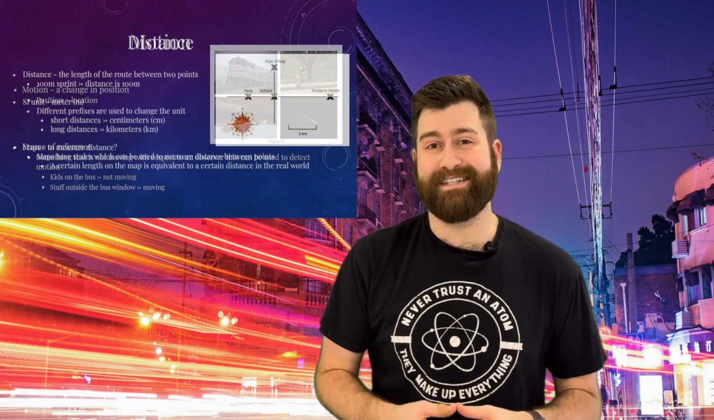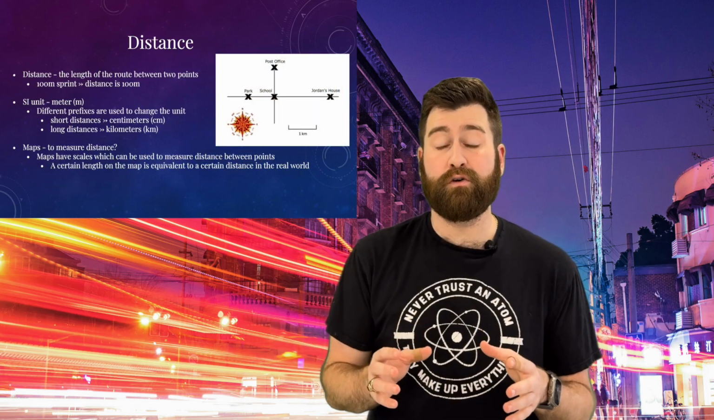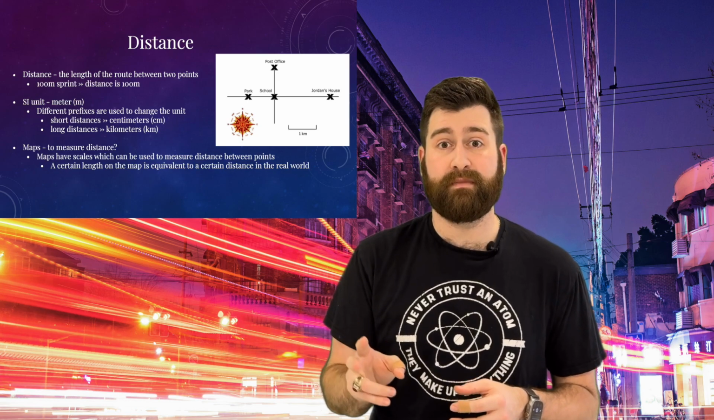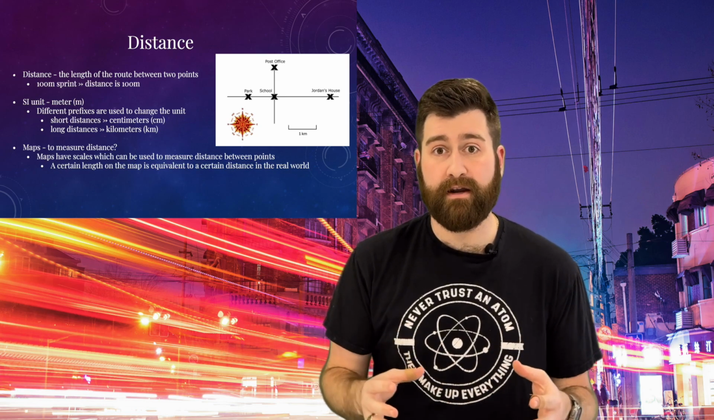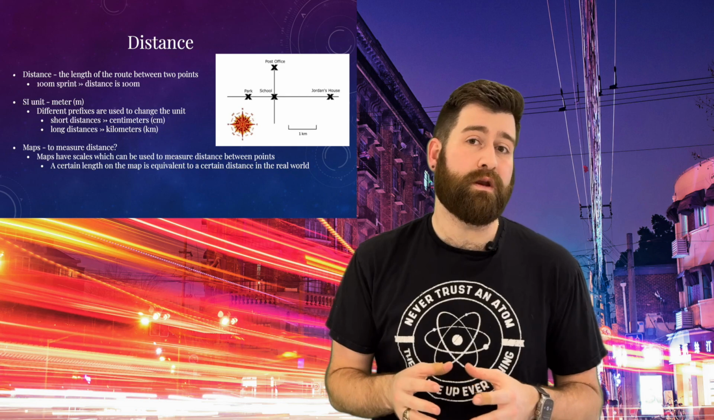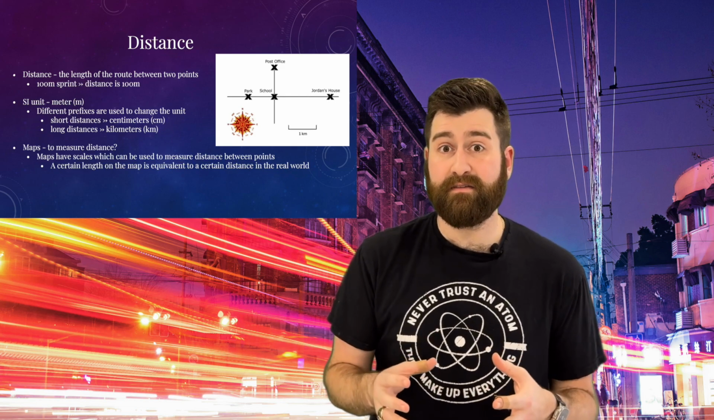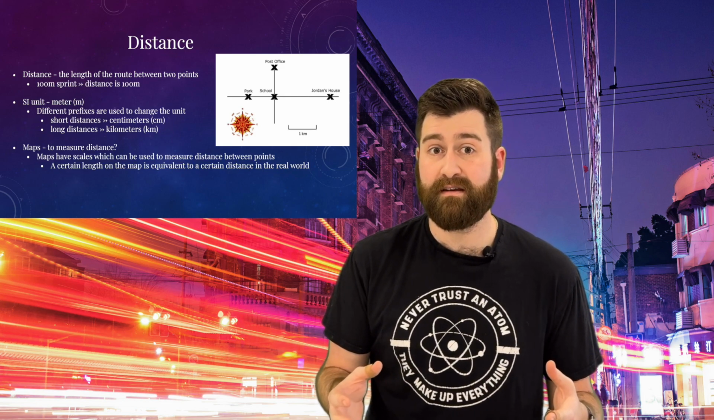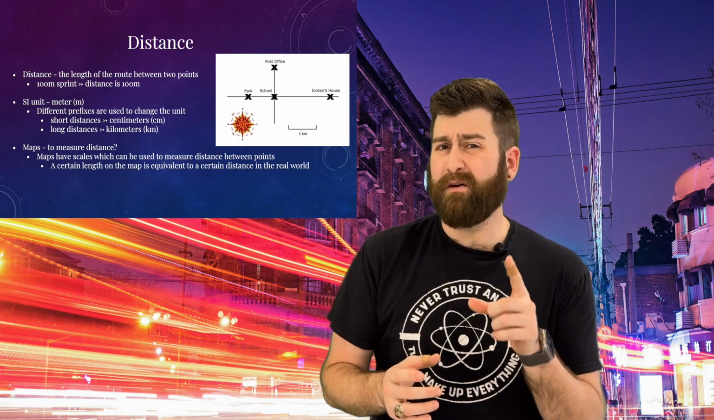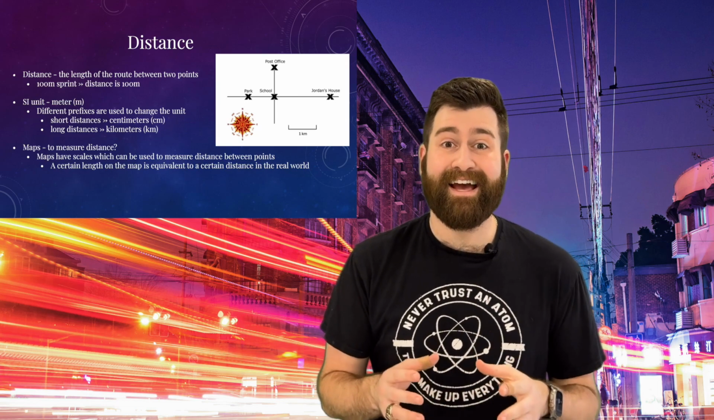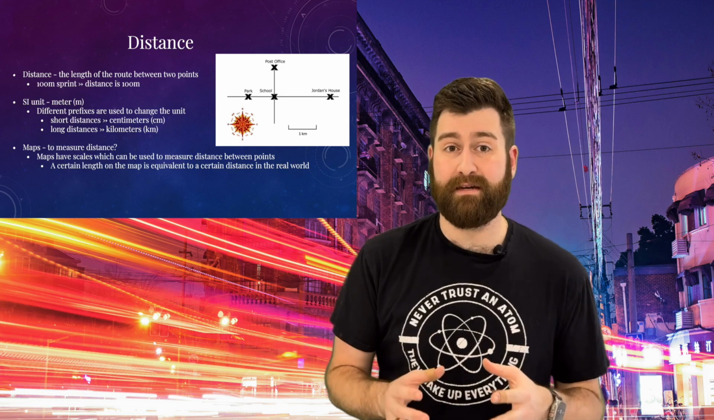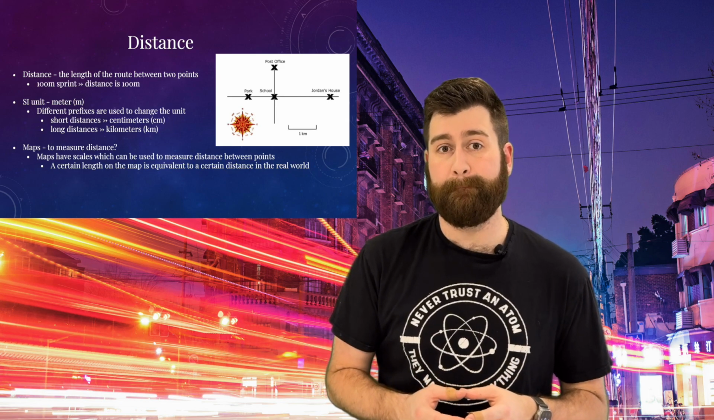Anywho, let's look at distance. Distance is the length of the route between two set points. In track and field, there are a variety of running events, and one example is the 100-meter sprint. The distance of this event is, just like the name suggests, 100 meters. Notice that I mentioned meter. The SI unit for distance is the meter, which is represented with a lowercase m.